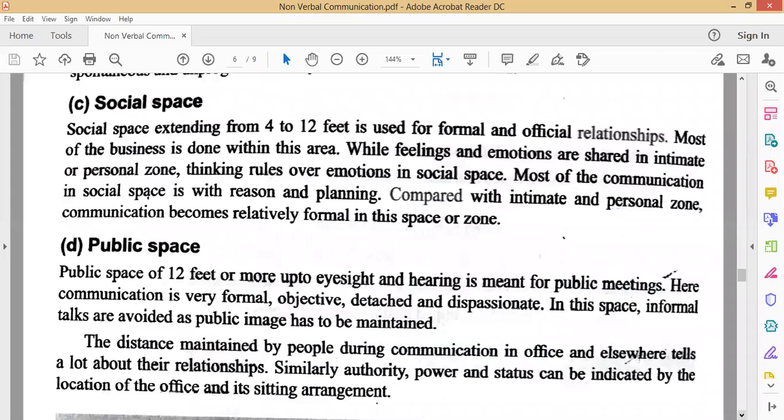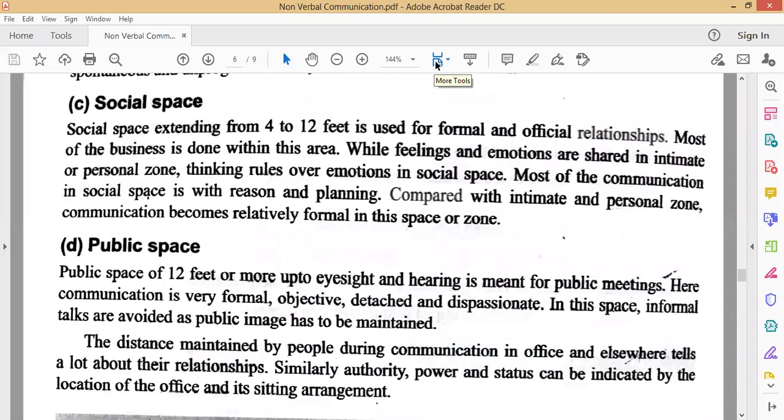So public space of 12 feet or more, up to eyesight and hearing, is meant for public meetings. ठीक है, so publicly आप जब किसी को मिलते हो तो you share the distance that is minimum of 12 feet and it can go up to eyesight and hearing. जिस जगह तक आपको दिख रहा है या सुनाई दे रहा है, it goes up till there. Here communication is very formal, objective, detached, and dispassionate. In this space, informal talks are avoided as public image has to be maintained.